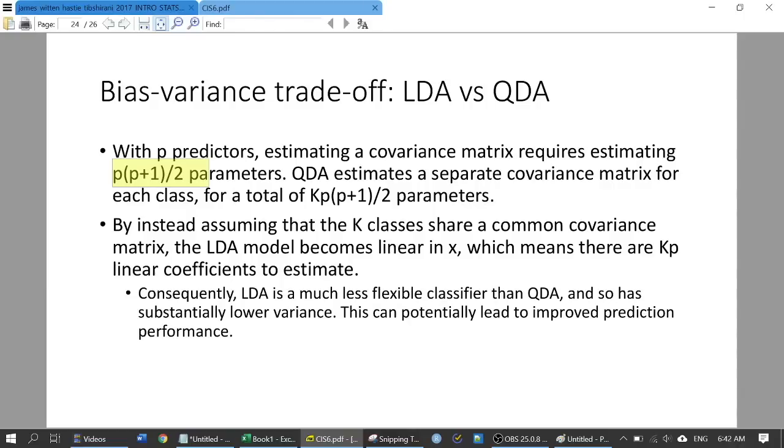By instead assuming that the K classes share a common covariance matrix, the LDA model becomes linear in X, which means that there are K times P linear coefficients to estimate, which is obviously much lower than QDA. So as a consequence, LDA is a much less flexible classifier than QDA, and so it has substantially lower variance. This can potentially lead to improved prediction performance if you want to focus on the variance.